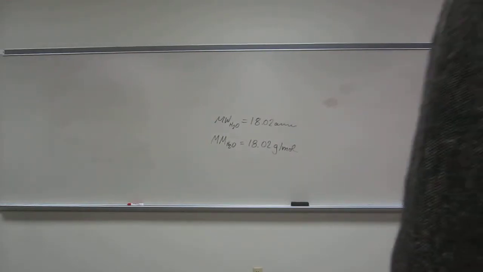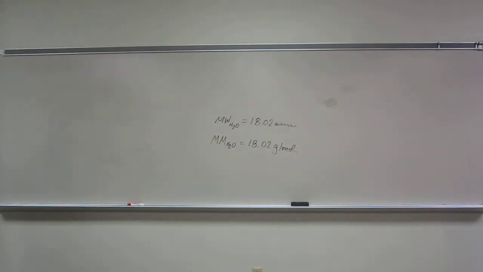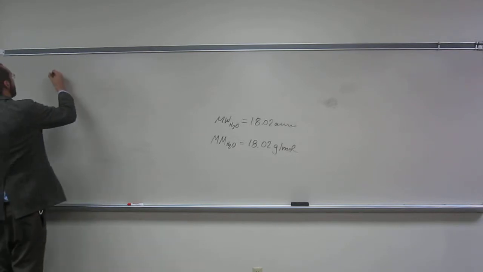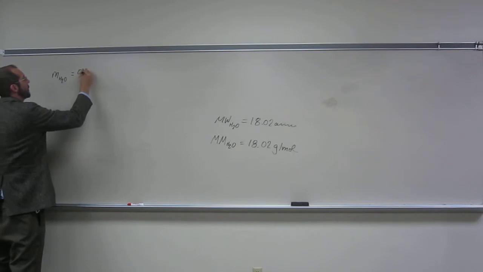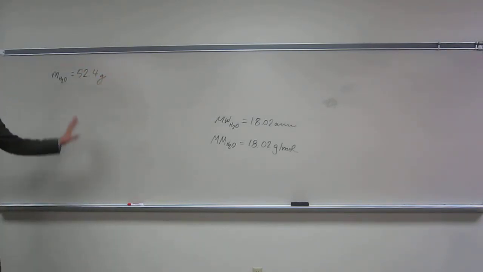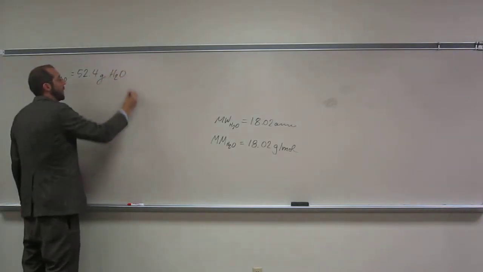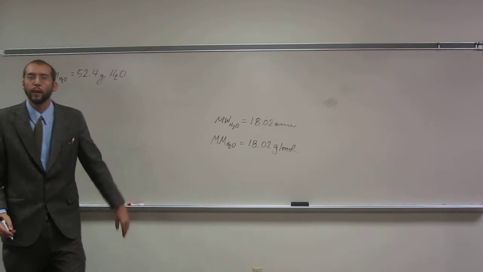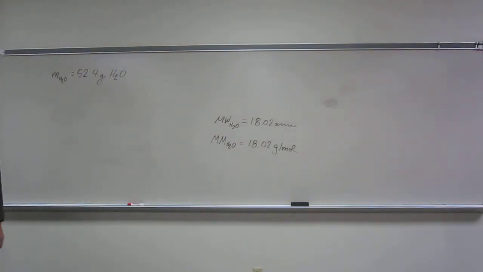Okay, so let's say the problem says you have 52.4 grams of water. How many moles of water do you have? Okay, so the mass of water, 52.4 grams. Is everybody okay with that? That's given. We can even write water if we want to. Sometimes it's easier to do that. How will we get moles out of this? What would we have to do?